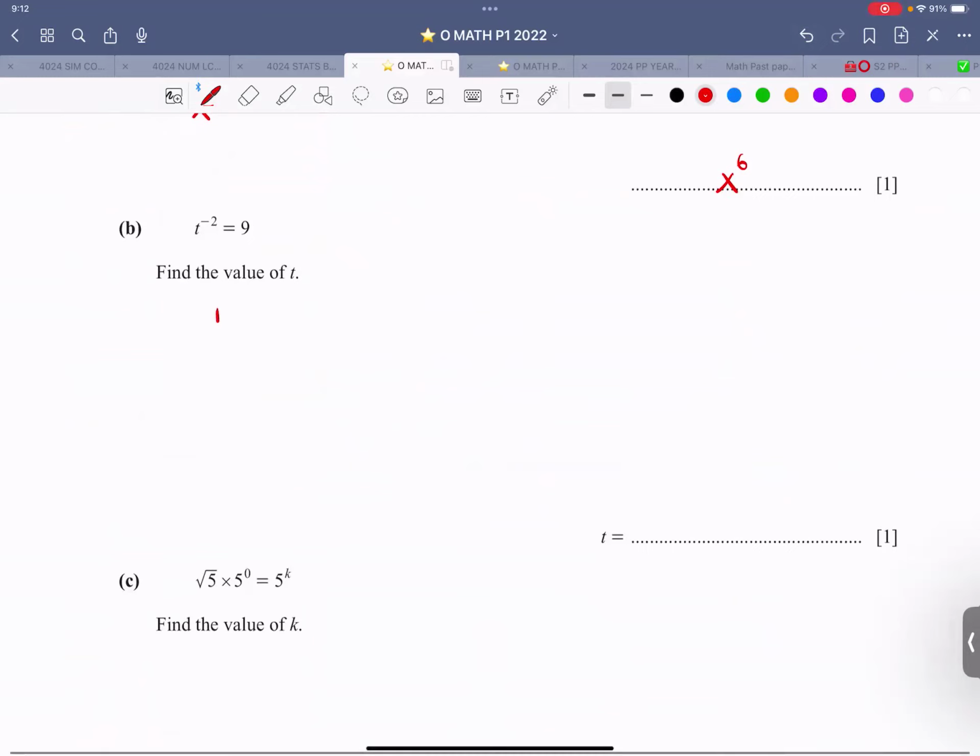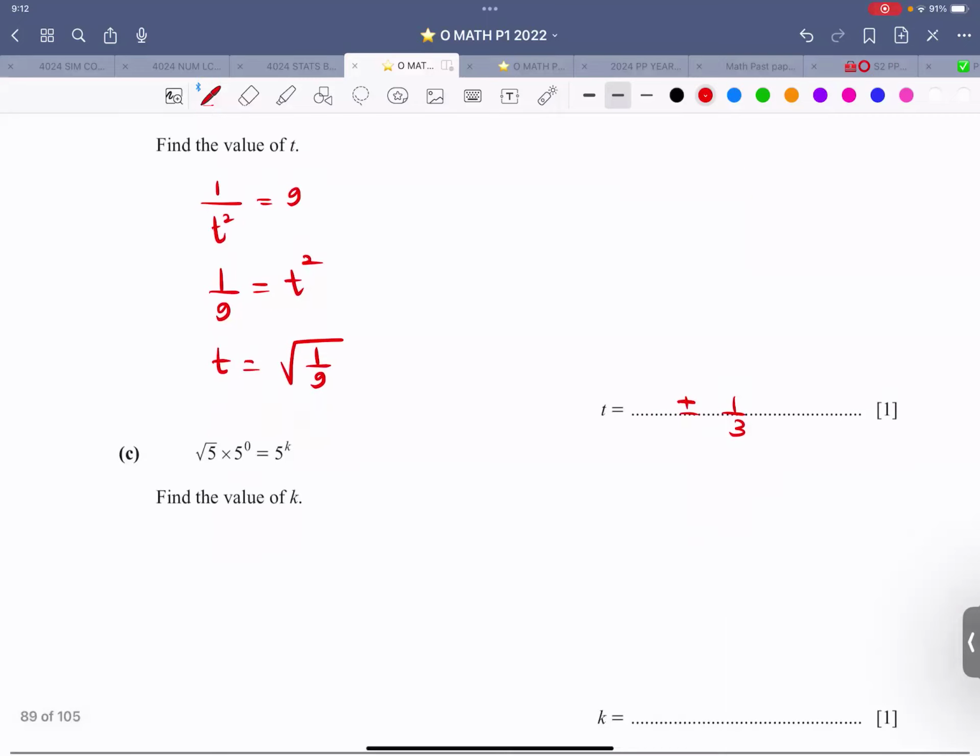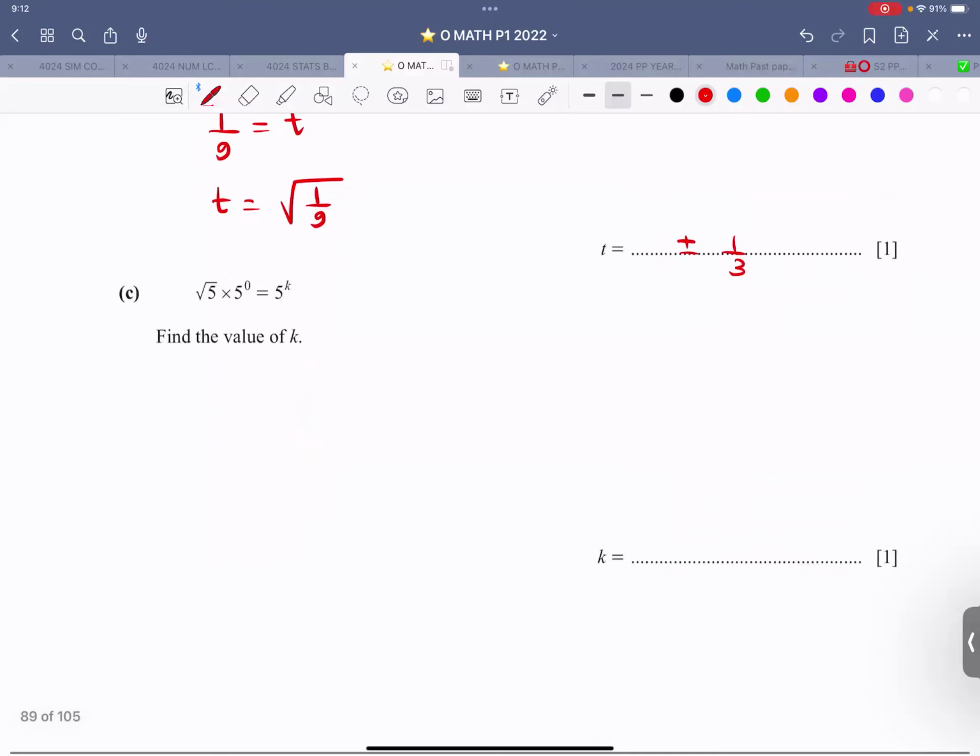Let me write it like this. 1 over t squared is 9. In other words, 1 over 9 is t raised to power of 2. Therefore, t is the square root of 1 over 9. Square root of 1 is 1. Square root of 9 is 3. So this is plus minus 1/3, because when you take a square root, a positive and a negative both appear.